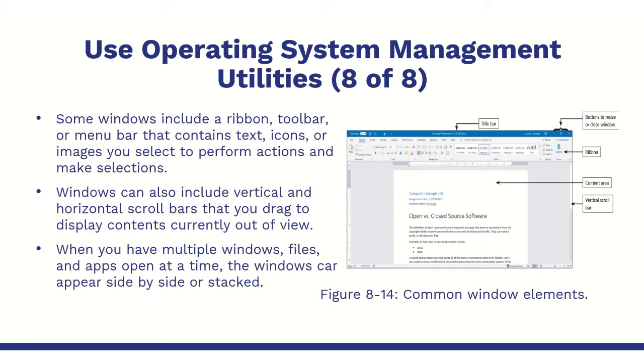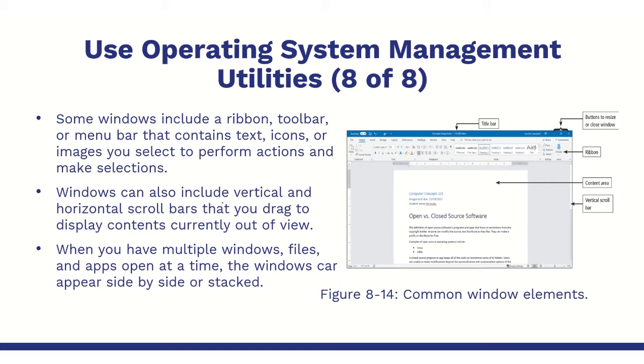Some windows include a ribbon. For example, a Microsoft Word window includes a ribbon, toolbar, or menu bar that contains text, icons, or images that you select to perform certain actions. If you open Microsoft Word, you will find multiple ribbons. Under each menu at the top, you have multiple ribbons, and under the ribbons, you have multiple tasks.